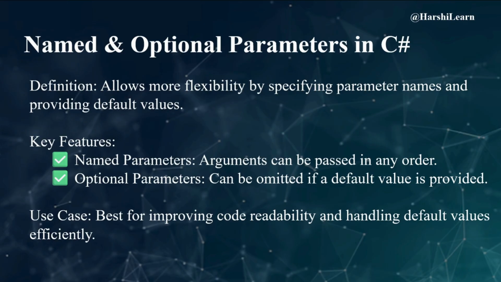You can think of it like ordering a sandwich. Normally the ingredients are set in order. But if you want extra cheese first or no onions, you can just say it that way. Also, if you don't mention a sauce, they'll just use the default one. That's exactly how named and optional parameters work. They make things simple and flexible. Let's see how this works with a simple example.